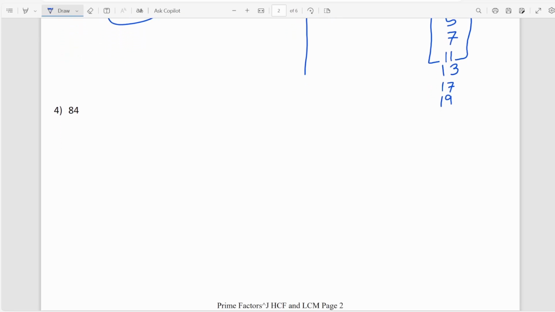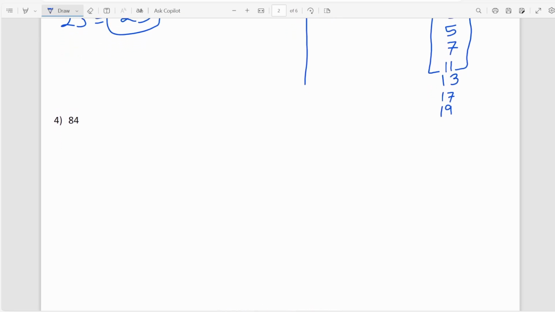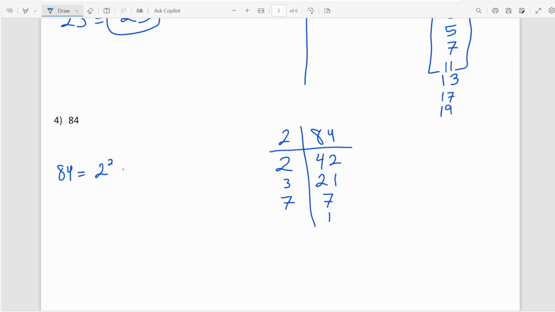All right, so final exercise, 84. I'll write it over here. I'm going to start dividing. So first I'm going to divide by 2, gives us 42. And then by 2 again, gives us 21. By 3, it gives us 7. And by 7, we get 1. So 84 is equal to 2 to the power of 2 times 3 times 7. That's it. This is the final answer.